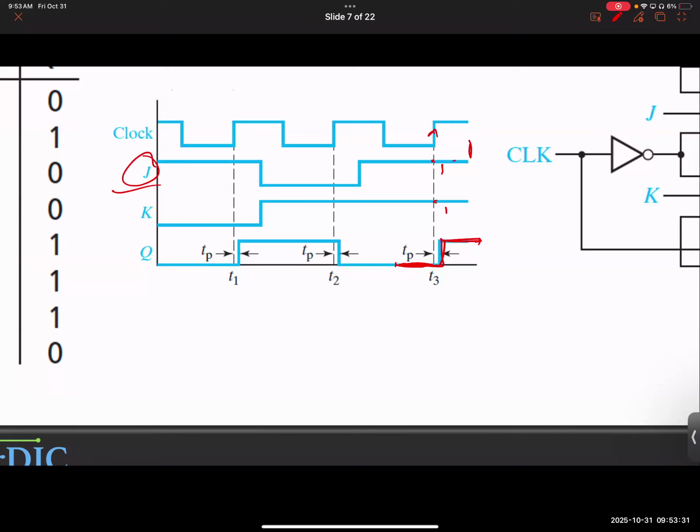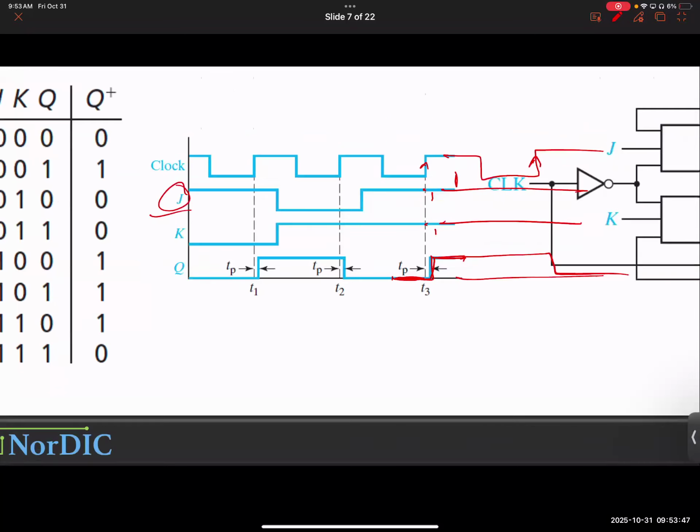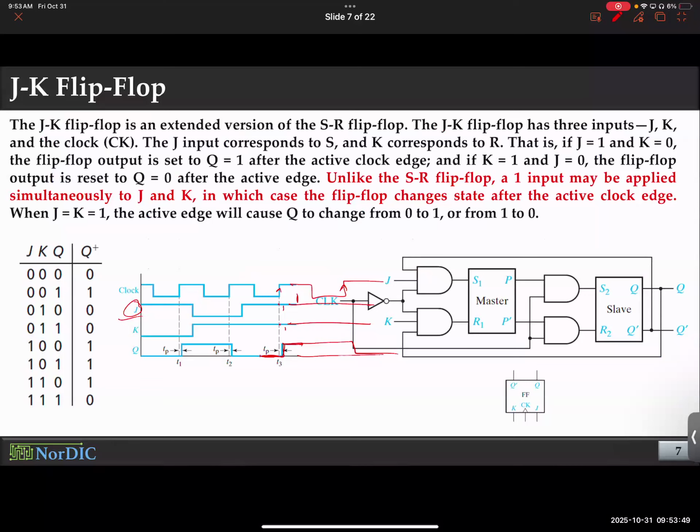What if your set and reset continue being 1 and you have another clock edge here? You toggle again. That's all. You just keep toggling as long as the set and reset are both 1. This is a special mode that you get. The JK flip-flop doesn't get stuck with J and K both being 1. It gives you a toggling feature.